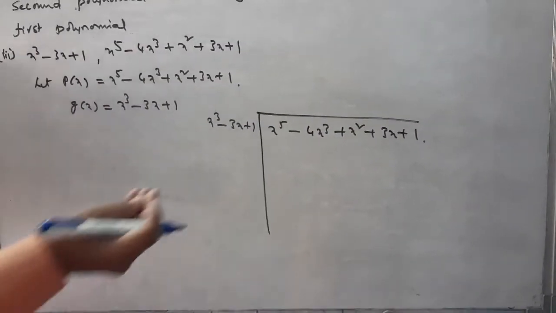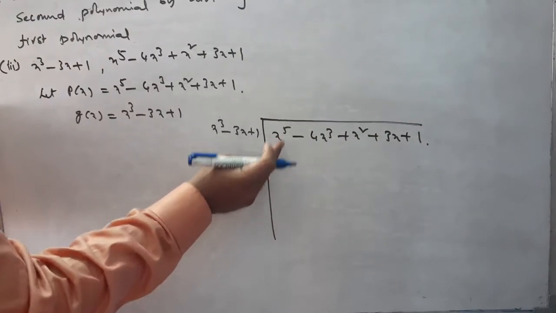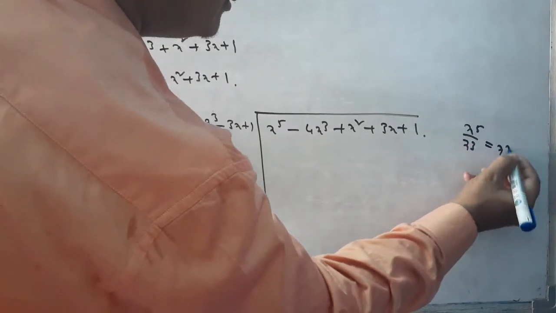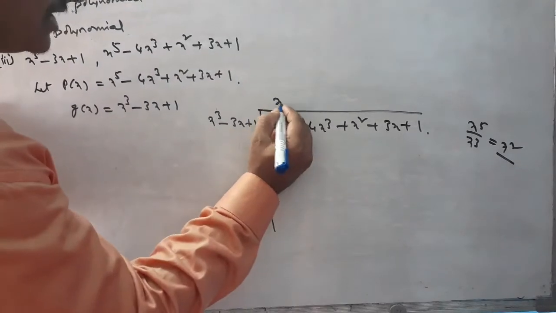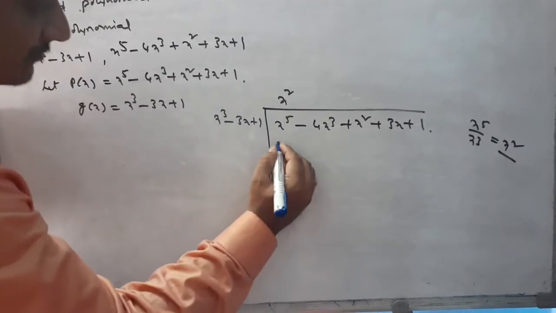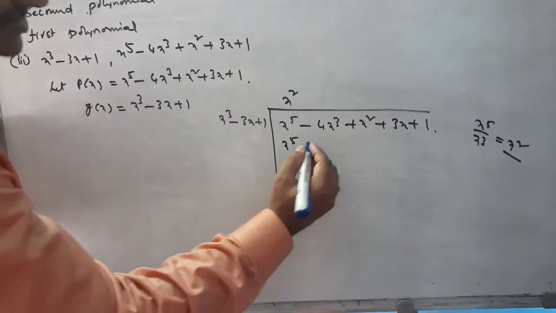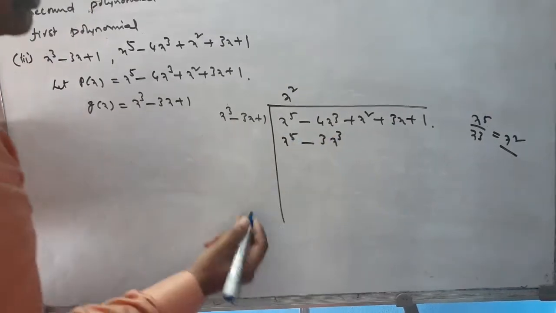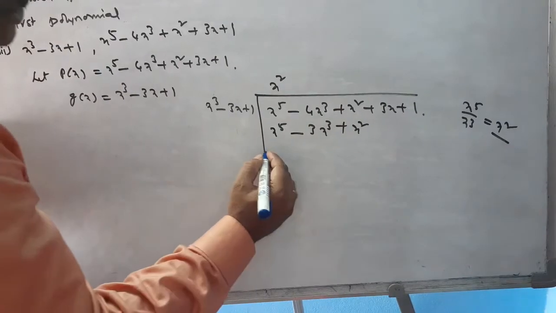Now how will you get the first term of the quotient? It is x to the power of 5 divided by x cube. X to the power of 5 by x cube, we will get x square. X square is the first term of the quotient. So here x square is multiplied with this one. X square into x cube, we will get x to the power of 5. Here minus into plus into minus, minus 3 into 1, 3x into x square, we will get x cube, plus 1 into x square, we will get x square.